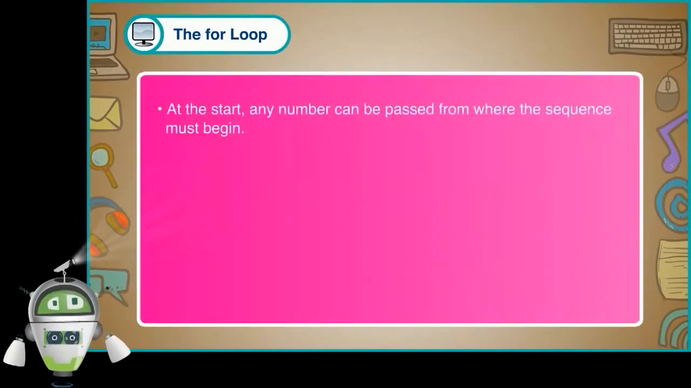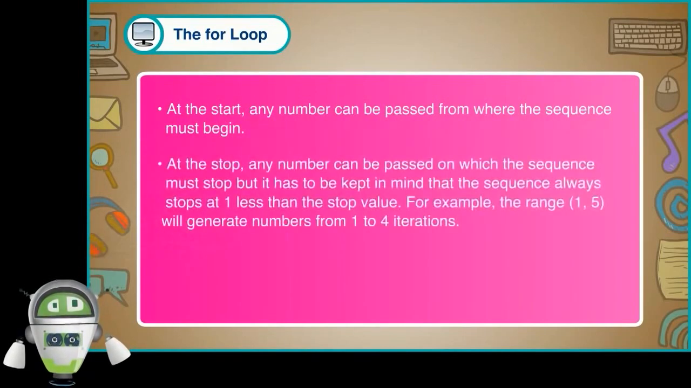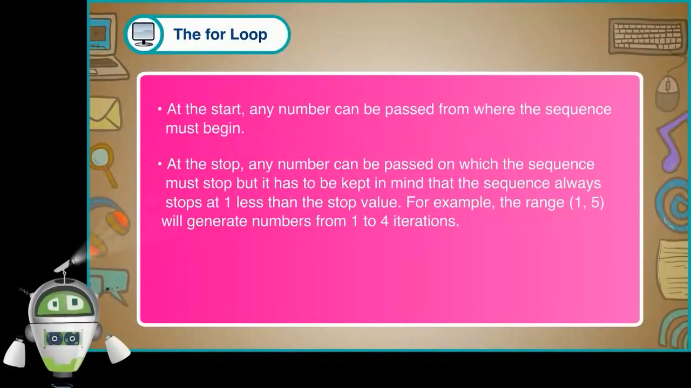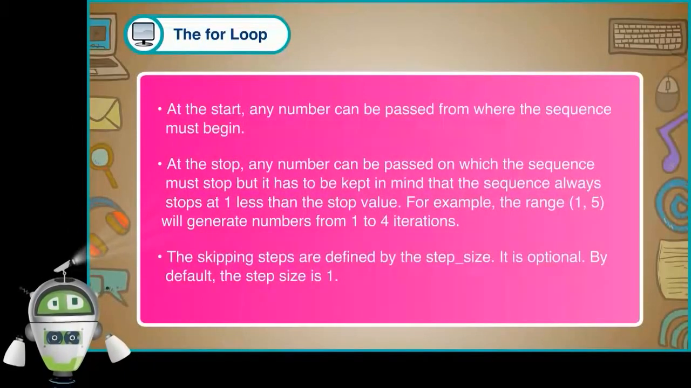Statements. At the start, any number can be passed from where the sequence must begin. At the stop, any number can be passed on which the sequence must stop, but it has to be kept in mind that the sequence always stops at 1 less than the stop value. For example, the range 1, 5 will generate numbers from 1 to 4. The skipping steps are defined by the step size. It is optional. By default, the step size is 1.